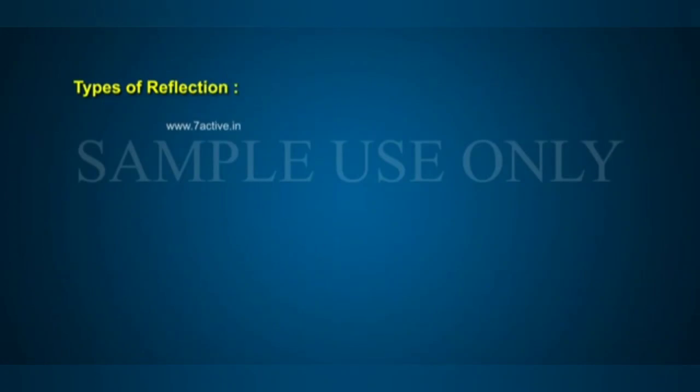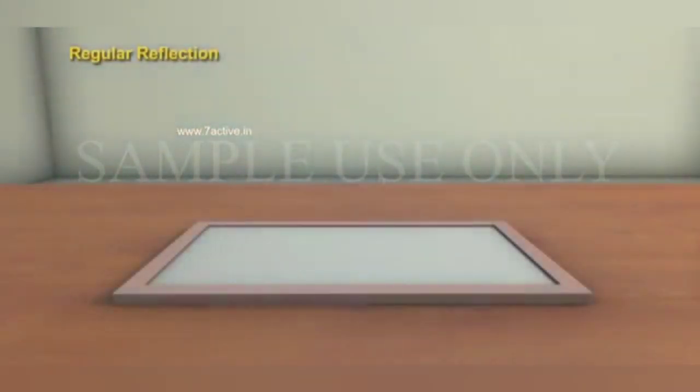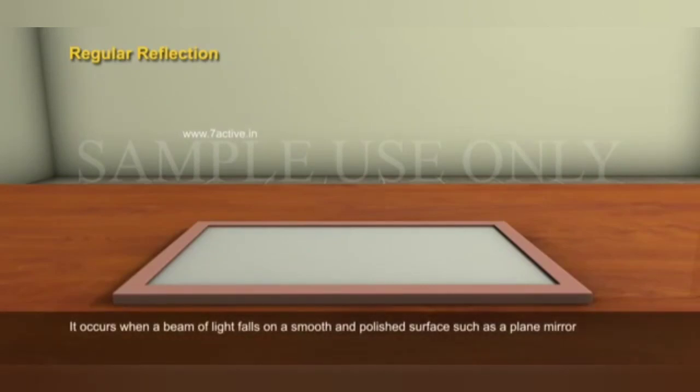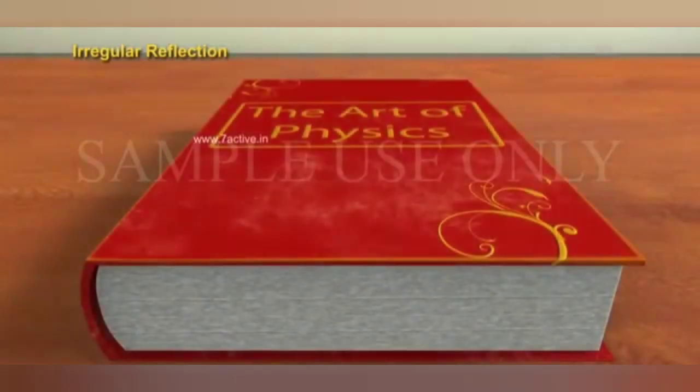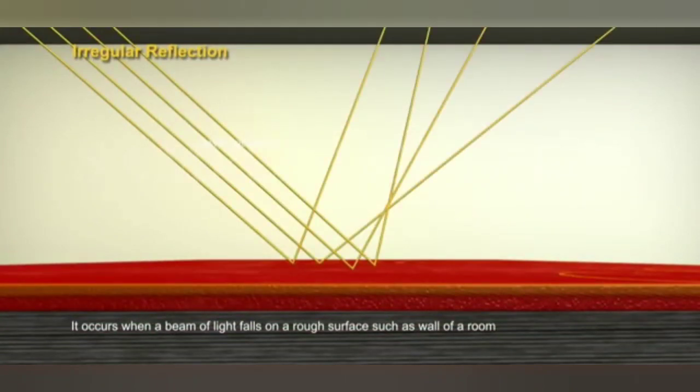Types of reflection. The types of reflection are regular reflection and irregular or diffused reflection. Regular reflection occurs when a beam of light falls on a smooth and polished surface, such as a plane mirror. Irregular reflection occurs when a beam of light falls on a rough surface, such as the wall of a room.